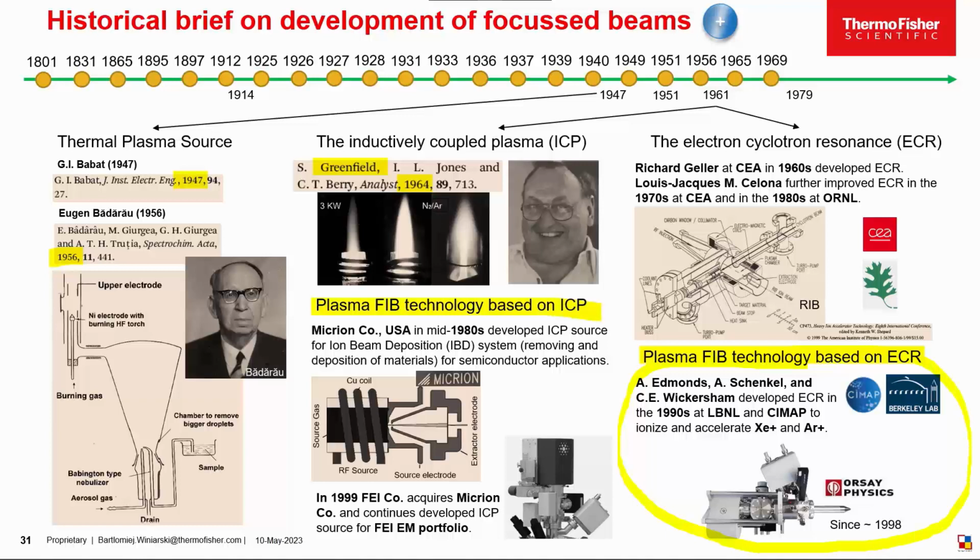Emmons, Schenkel and Wickersham developed ECR in the 1990s at Berkeley Lab, US, and CEMAP, France, to analyze and accelerate xenon and argon. Since 1998, Orsay Physics has been leading the development of plasma sources based on the ECR technology.